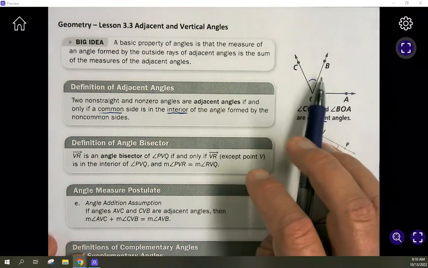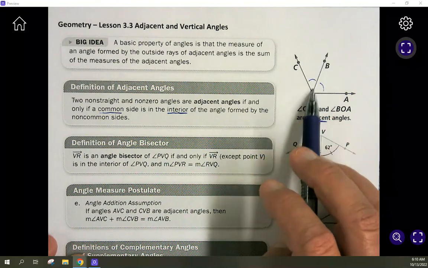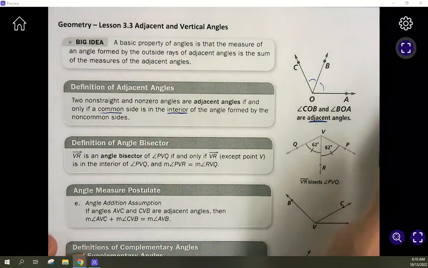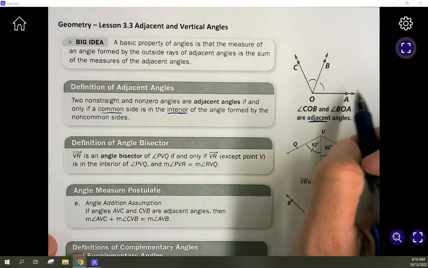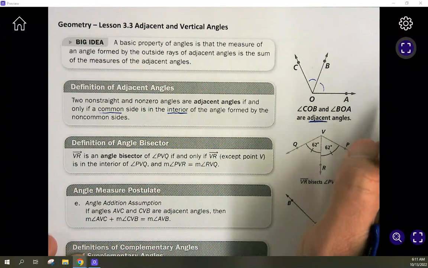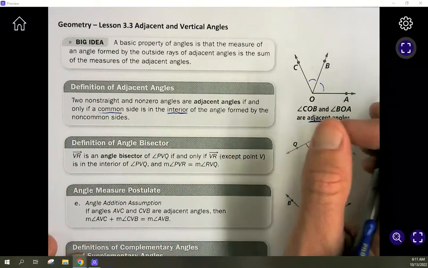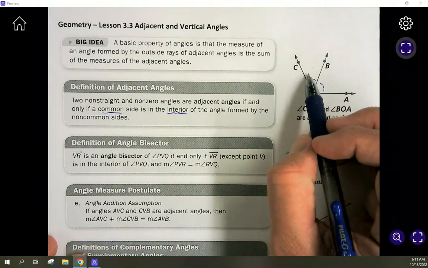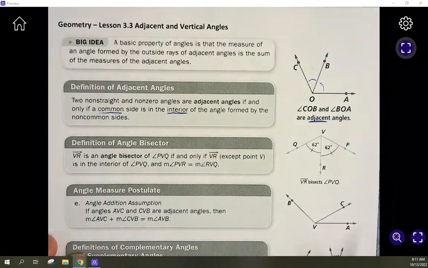Now, the basics of it though, they're touching, okay, they're sharing a side, that's adjacent. And the big thing we're going to look at is if I take this degree measurement plus this degree measurement, I get the whole thing. And we've done that with segments already. You break a segment into two pieces, you can add the two pieces together to find the length of the whole thing. We're doing the same thing now with angles.